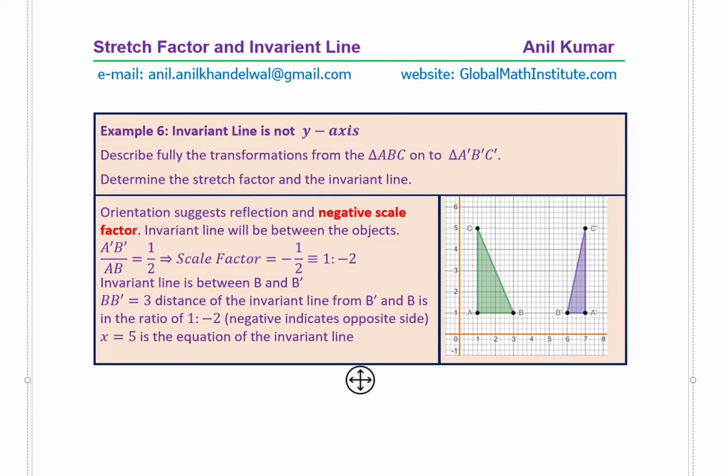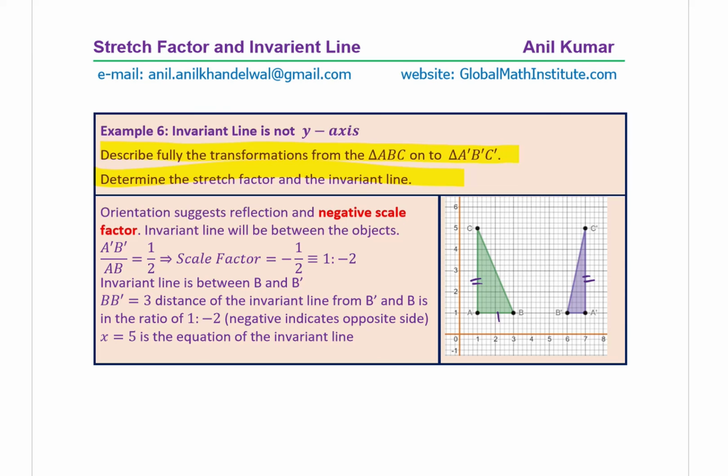Now here in this particular case, you can see the two triangles. The question again is: describe fully the transformation from the triangle ABC to triangle A dash B dash C dash. Determine the stretch factor and the invariant line. So clearly what you notice is that the vertical distances are same, right? However, the horizontal distances are not same.